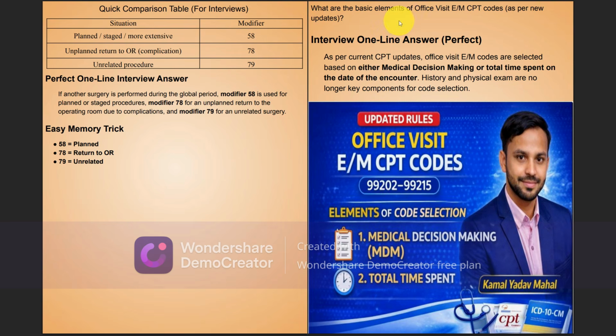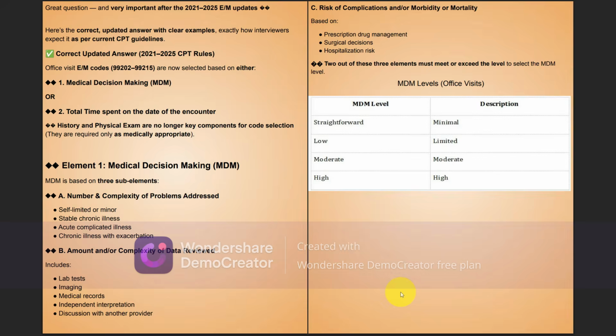If someone asks what are the basic elements of office visit E/M codes, you can tell them that for the updated office visit E/M codes 99202 to 99215, the elements of code selection are medical decision making, MDM, and total time spent. Those are the two key components. Great question, very important after the 2021 to 2025 E/M updates. So let's discuss this question in detail.